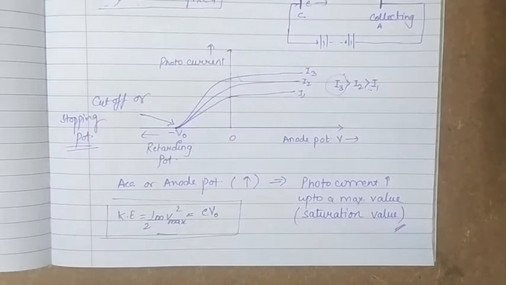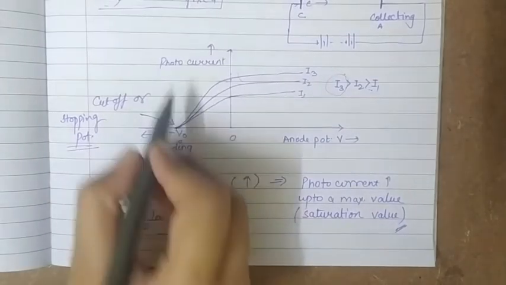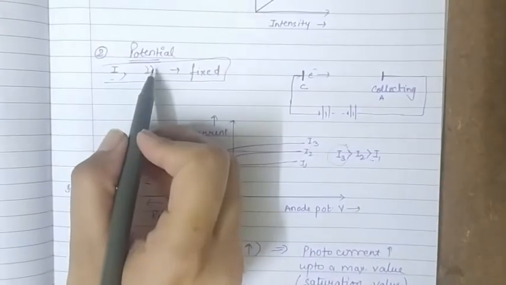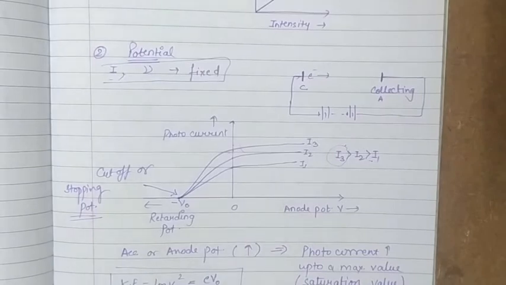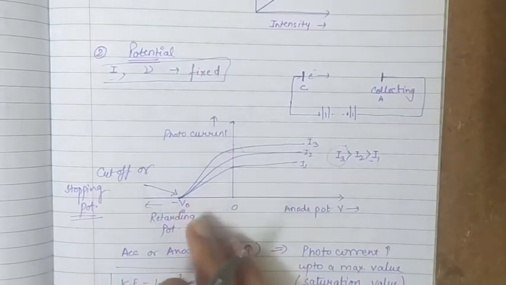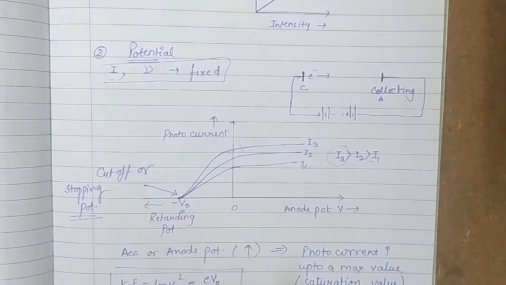The next factor that affects it is the effect of frequency of incident radiation. Actually, the frequency of incident radiation affects the stopping potential. At this point we have a fixed frequency, right? That's why we are getting the same stopping potential. But if the frequency is changing, we get different values of retarding potential for each case. So the next thing that we are studying is the effect of frequency of incident radiation on stopping potential.